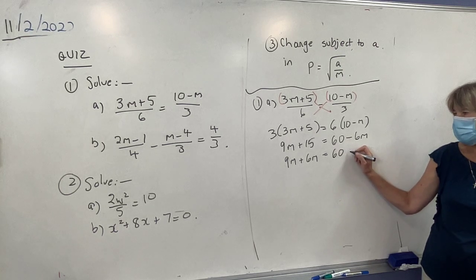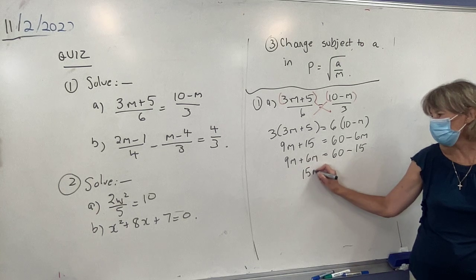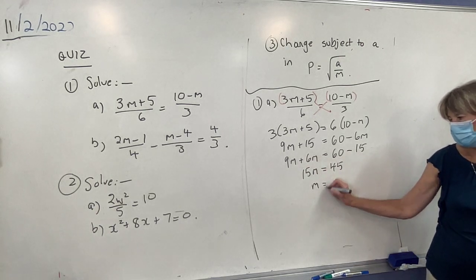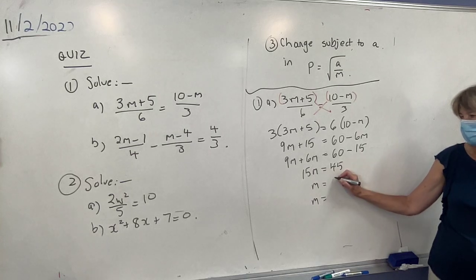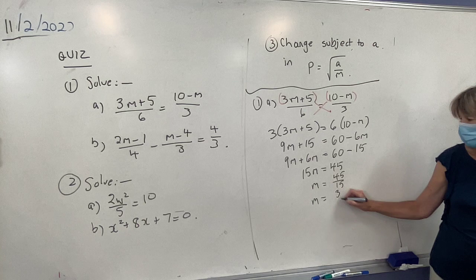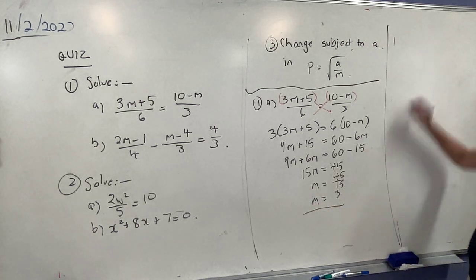And over here, 60 minus 15. All right, so 15m equals? 15m equals 45. Continue. So then I did m equals 45 over 15. And then m equals 3. Good. Any questions on that one? Okay, B's the next problem.